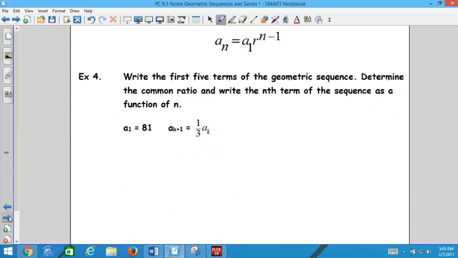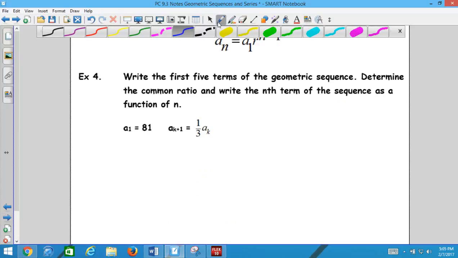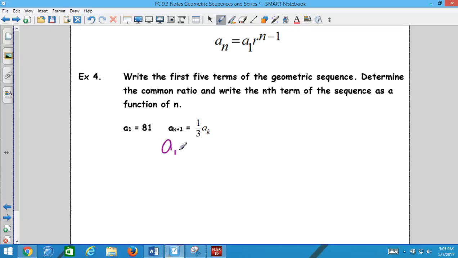Write the first 5 terms of the geometric sequence. Determine the common ratio and write the nth term of the sequence as a function of n. We look at this, and this is given to us in recursive formula. So that means that I'm going to find my a sub 1 plus 1, which is a sub 2, by doing 1/3 of my previous term, 81. So my a sub 2 is 27.